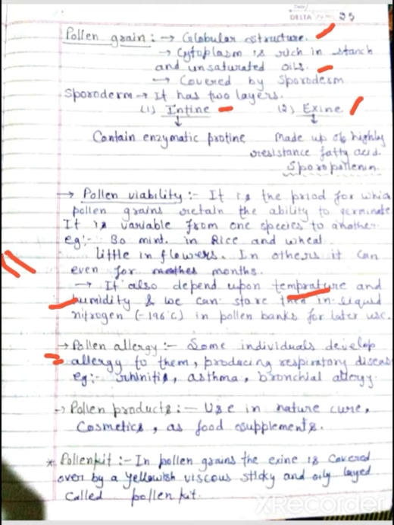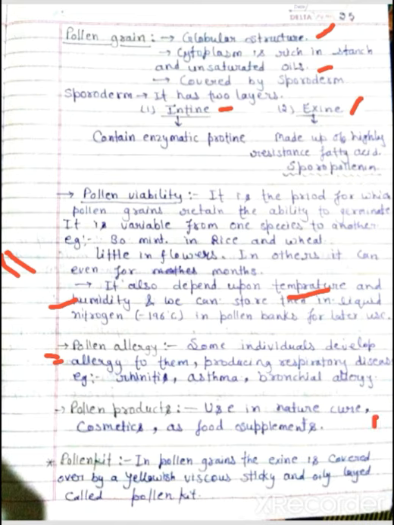And the next one is pollen products. What are pollen products? Pollen products are used for many things, like nature cure, cosmetics, and as food supplements. These are a huge variety of products which are made from pollen ingredients.